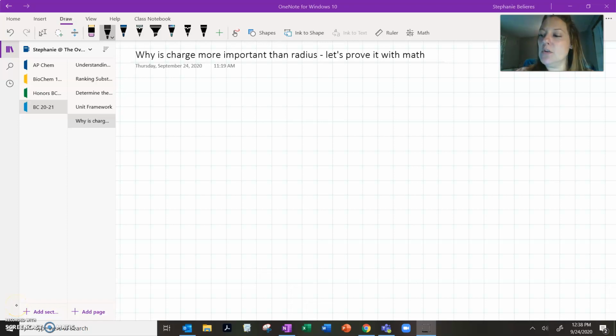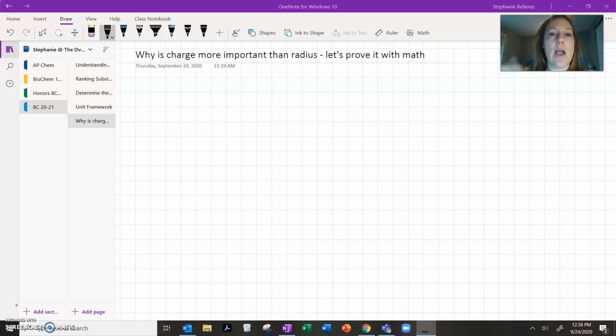Hey guys, I was looking through your learning journals and wanted to touch on one point that I think can be a little bit confusing. It's easy to memorize the rule that charge trumps radius, so you use that as the first pass, and then use radius as a tiebreaker. But I wanted to show you why that's actually a rule, and we're going to prove it today with math.